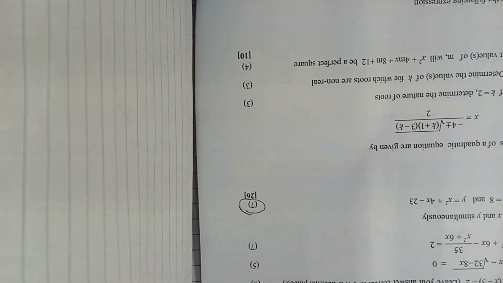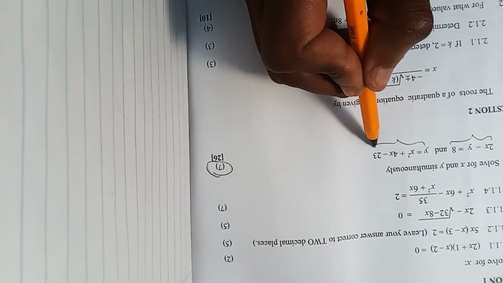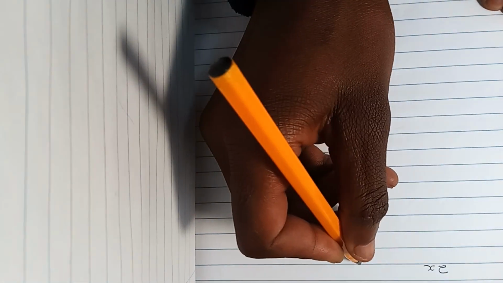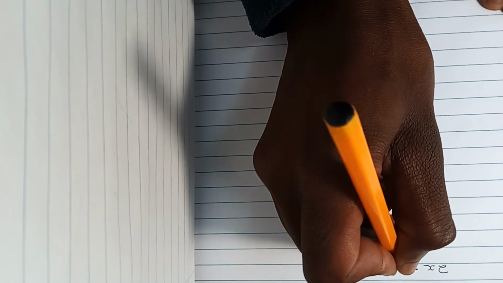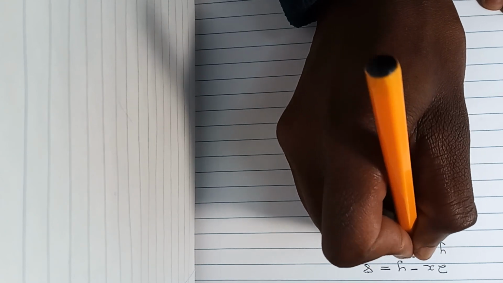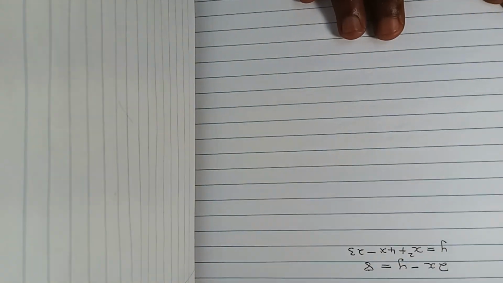So now let's go ahead and rewrite this. Remember, the first thing that we do, we name our equations. So that's going to be 1 and 2. Let's go ahead and try to solve them. Exams. People who wrote this exam, they had a nice time, truly speaking. So we have 2x minus y equal 8. And then we have y equal x squared plus 4x minus 23. So this is what we have.